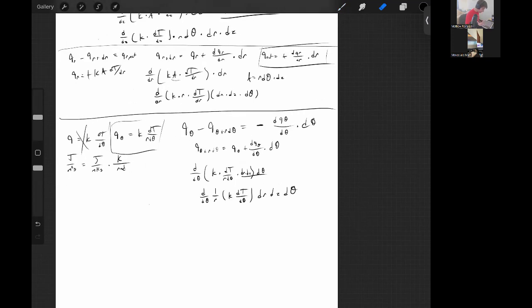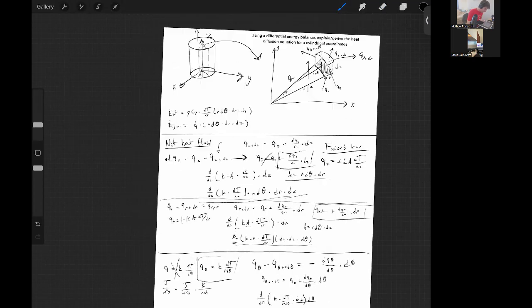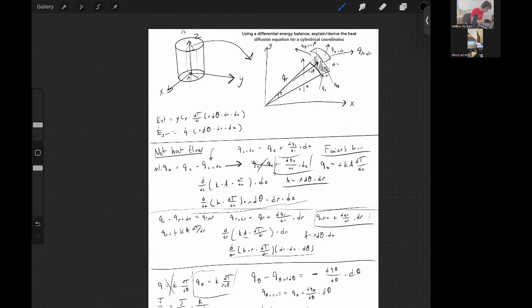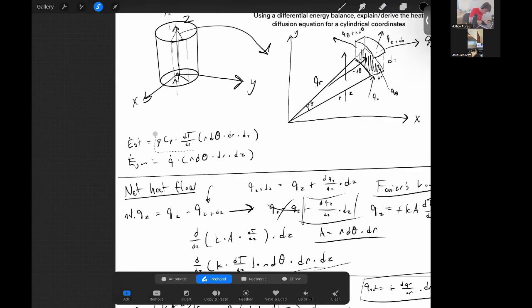So now that we have these heat flow equations for all of our coordinates, this is going to be the tedious part of putting all of these equations together. So I'm going to see if I can copy and paste these equations over.